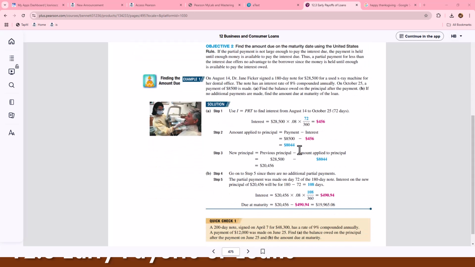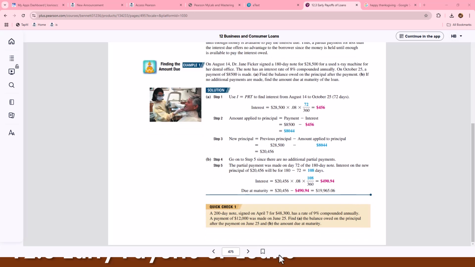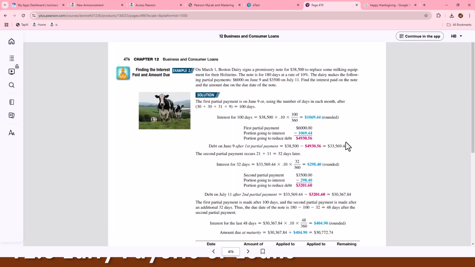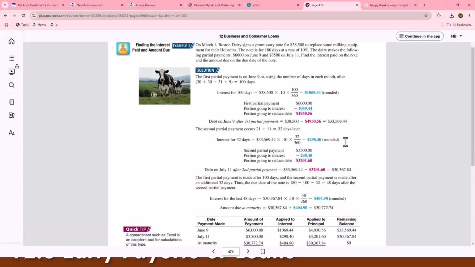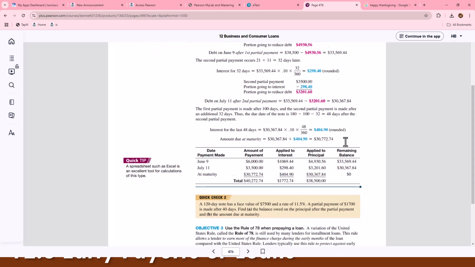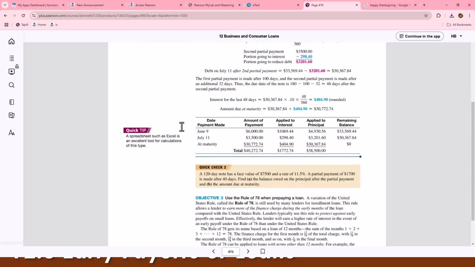The formula is demonstrated for you here for each step using the interest formula, applying the amount of principal, new principal, and then again, if there's no additional payments, you move on to 5. These will be demonstrated for you in just a moment. An additional example is provided for you, and a table here is an example of date payment made, the amount of the payment, what's applied to interest, what's applied to principal, and the remaining balance through the payoff.